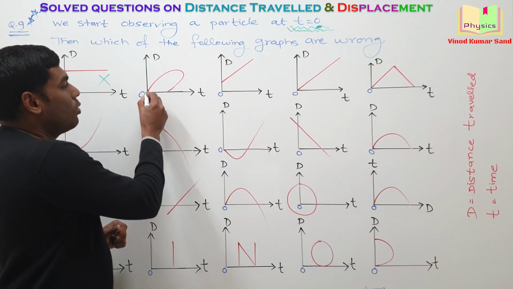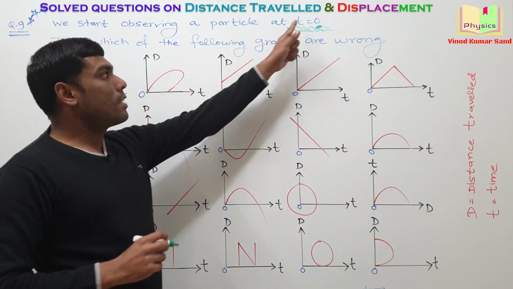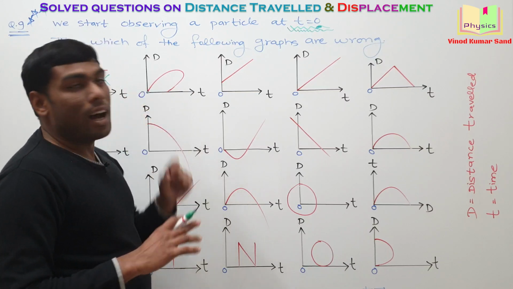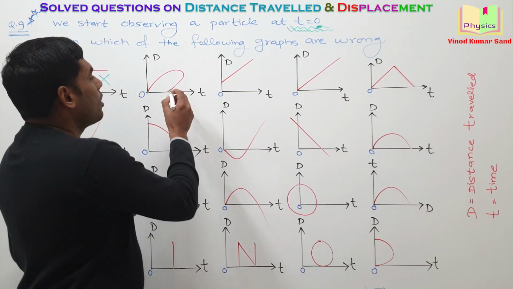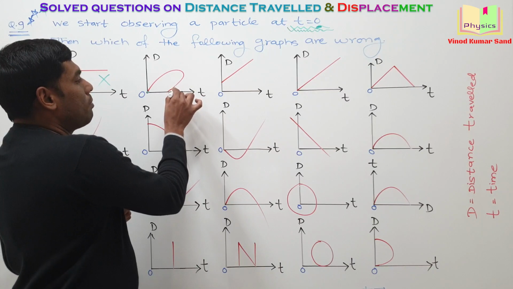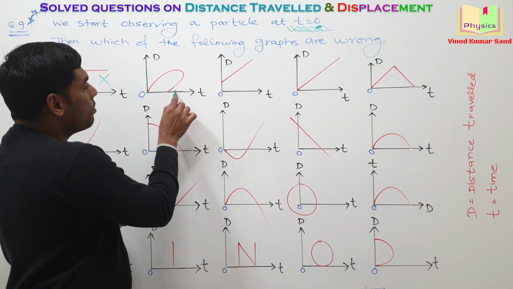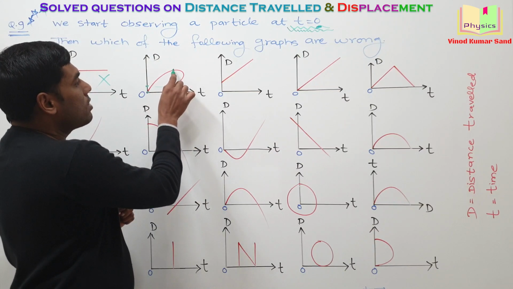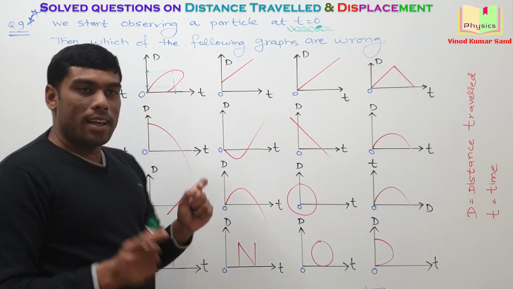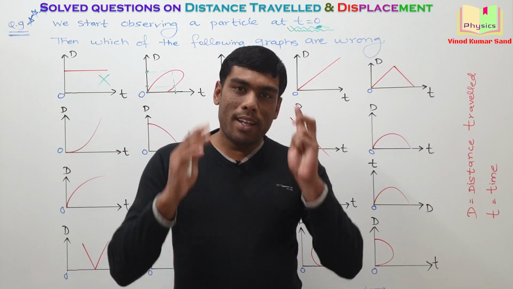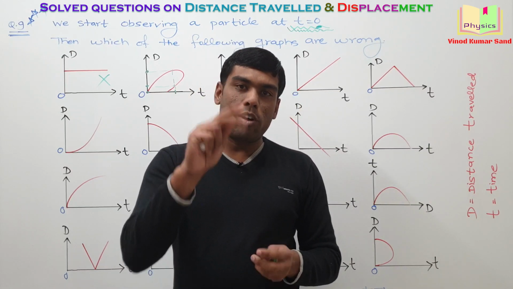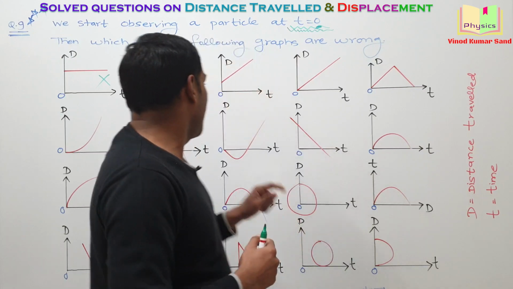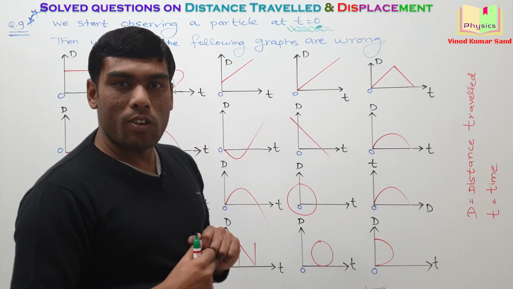Okay, second graph. T is equal to 0. When we start the observation, the distance traveled by the particle is 0. That is fine. But this graph has other issue. You can check this moment of time, let's say. At this moment of time, particle has this much distance traveled as well as this much distance traveled. At a given moment of time, can a particle have two different values of the distance traveled? No, it's not feasible. That's why this graph is wrong.